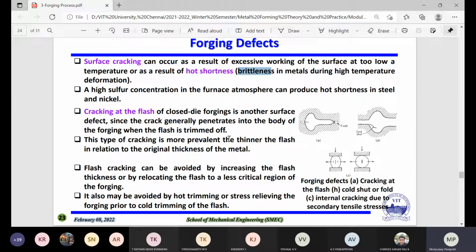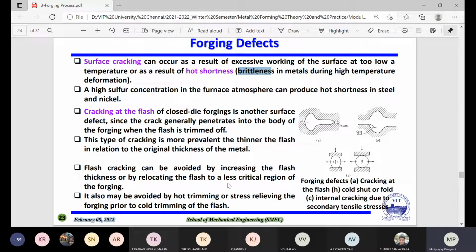So that means if it penetrates inside your product, then again you will find some difficulty there. And this type of cracking is more prevalent the thinner the flash is in relation to the original thickness. So you cannot say that everywhere, because you have to find out the cause. Whether the flash is very thin or thick depends on how much cracking you are creating there.